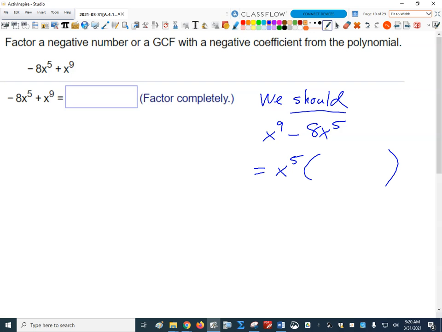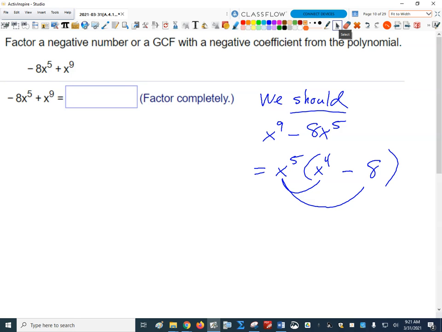X to the 5th times what is x to the 9th? Remember, when we multiply like bases, we add exponents. So that would be an x to the 4th, because that's going to give me my x to the 9th. And then x to the 5th times what is negative 8x to the 5th? Right? That's what we should get. That should be the answer. That's not what they do.